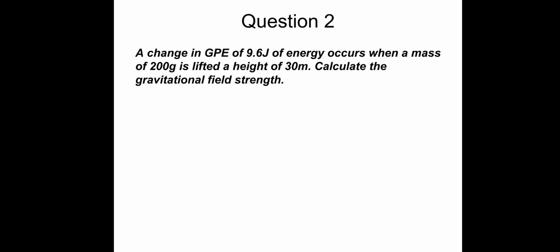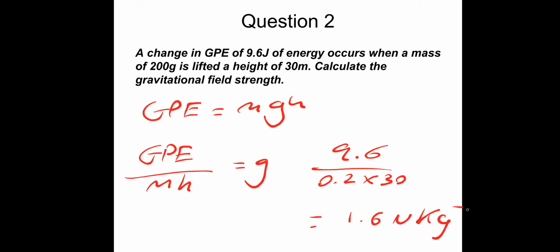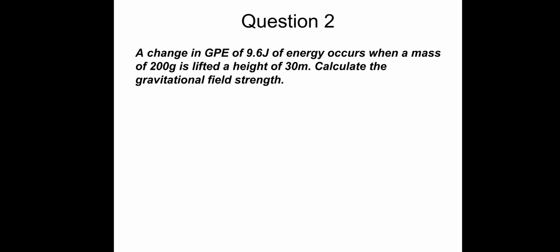So question 2, a change in GPE of 9.6 joules of energy occurs when a mass of 200 grams is lifted to a height of 30 meters. Calculate the gravitational field strength. If you want to have a go at this, please do. So GPE is equal to mgh. So gravitational field strength would be the GPE divided by mh to leave us with G. Then we just put our numbers in. So 9.6 joules divided by mass times height. So 200 grams, which is 0.2 kilos, multiplied by 30 meters. So that will give us 1.6 newtons per kilogram, which is obviously not the Earth, but it is a different place in our solar system. So let's move on.